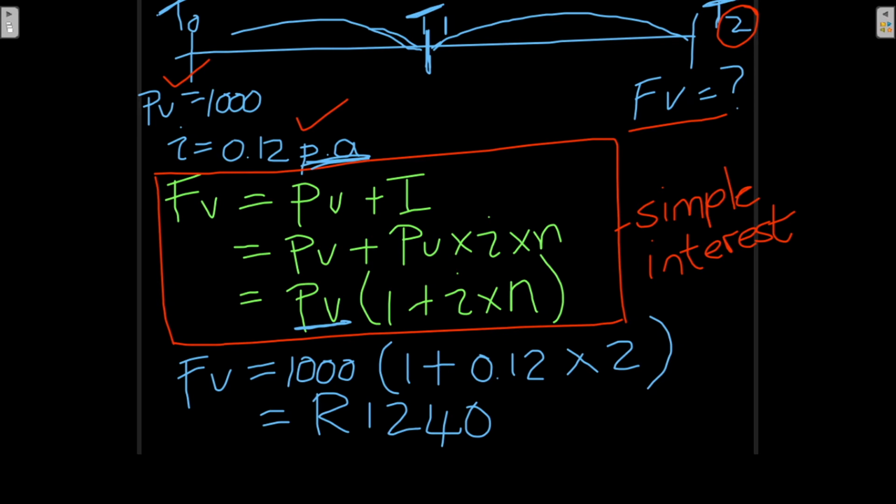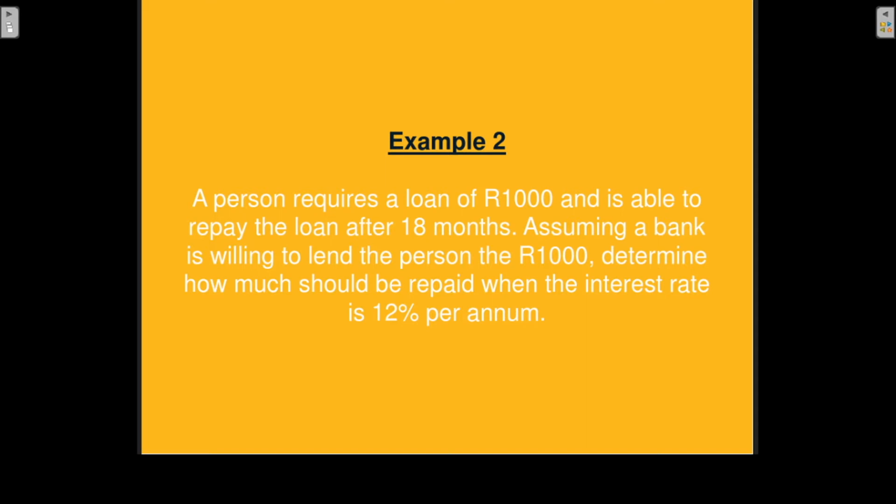Okay, so in the previous lecture we looked at simple interest, and we started with example 1. Now we're going to continue with the other examples. So let's go to example 2. A person requires a loan of 1,000 rands and is able to repay the loan after 18 months. Assuming a bank is willing to lend the person 1,000 rands, determine how much should be repaid when the interest rate is 12% per annum.